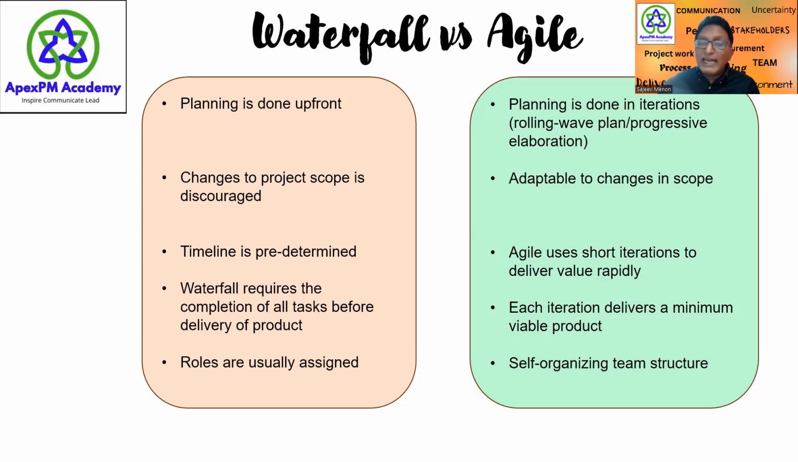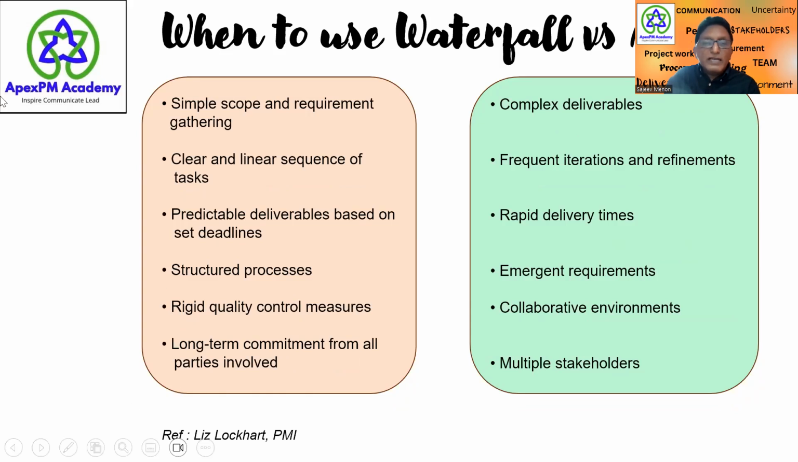The roles are usually assigned in Waterfall, whereas in Agile, you have a self-organizing team structure. Then in Waterfall, you have a simple scope and requirement gathering, whereas in Agile, it is more complex. In Waterfall, you have a clear and linear sequence of tasks, whereas in Agile, you have frequent iterations and refinements. In Waterfall, you have predictable deliverables based on set deadlines, whereas in Agile, you have rapid delivery times.